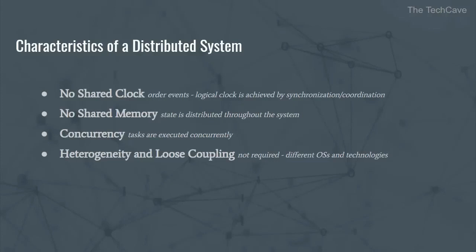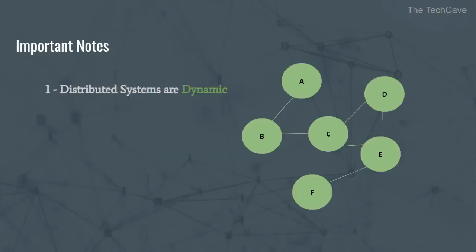Before moving on to basic concepts about distributed computing, I just want to mention a couple of notes. First, a distributed system is a dynamic system that allows computers or nodes to join and leave at will.